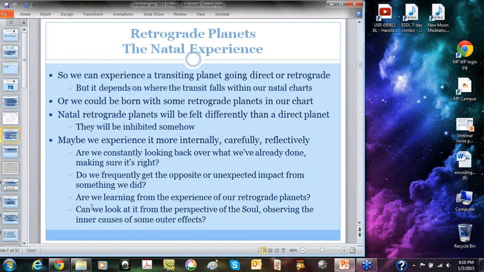Are we constantly looking back over what we've already done, making sure it's right? Are we learning from the experience of our retrograde planets? Do we frequently get the opposite or unexpected impact from something we did? Are we looking at it as the observer, looking for the inner cause of some outer effects?